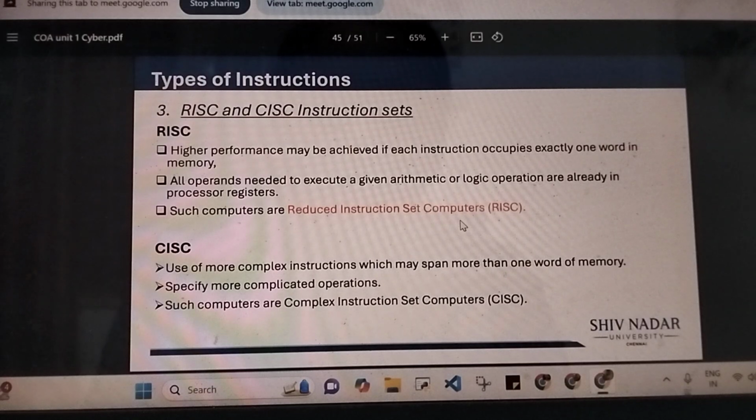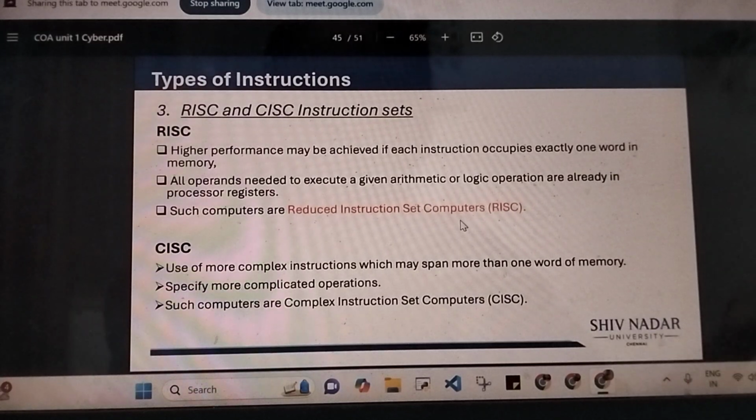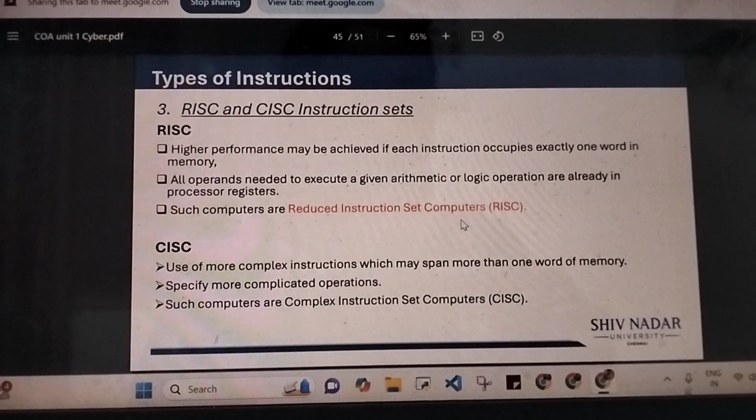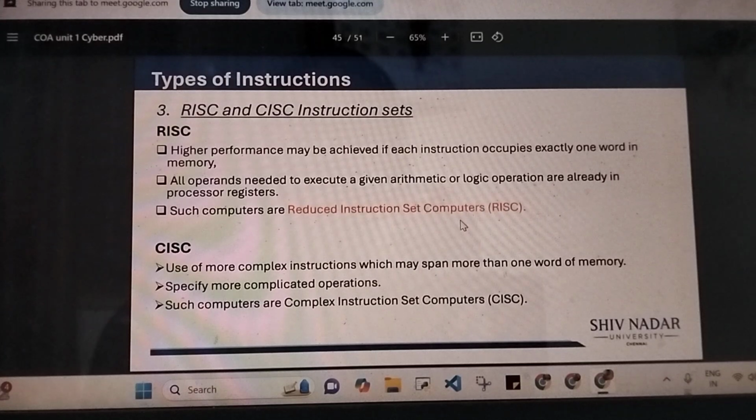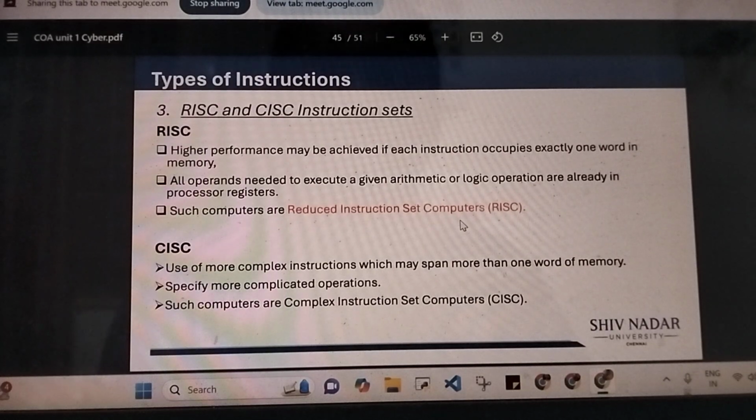And all operands needed are already in the process registers. Obviously, any instruction you want to execute, you will first have to bring the data to the register. So the key idea with RISC, or reduced instruction set computers, is that every instruction is exactly one word long, and speaking in terms of computer memory, which is vast, gigabytes, terabytes and more, one word is a very small unit.